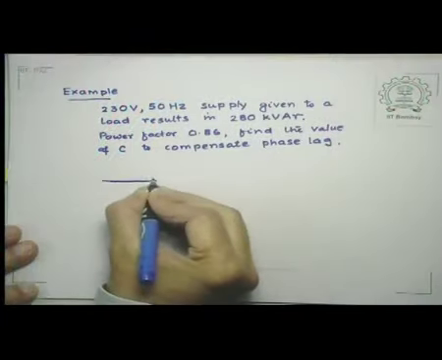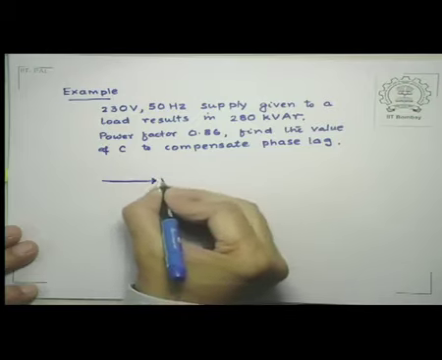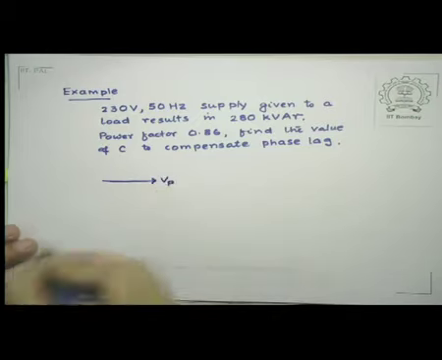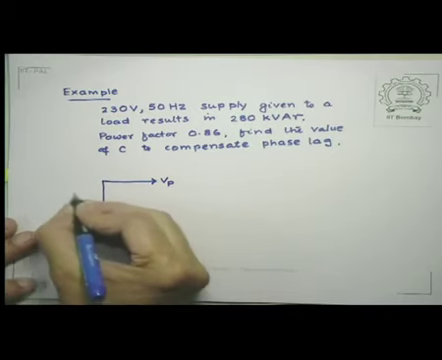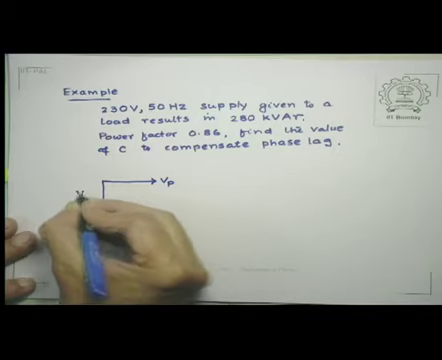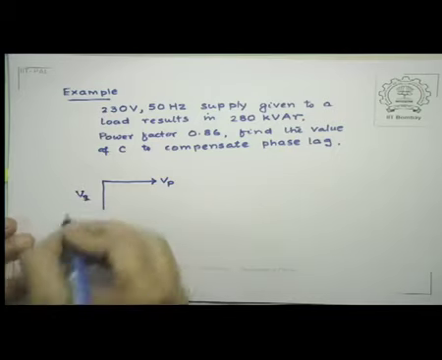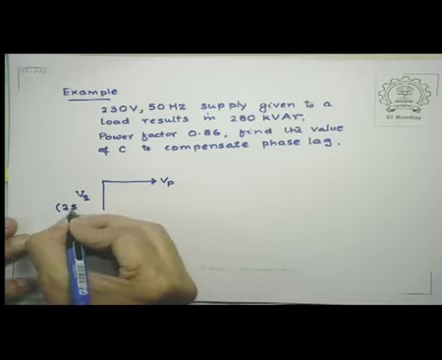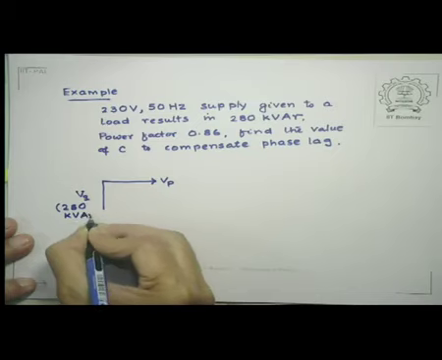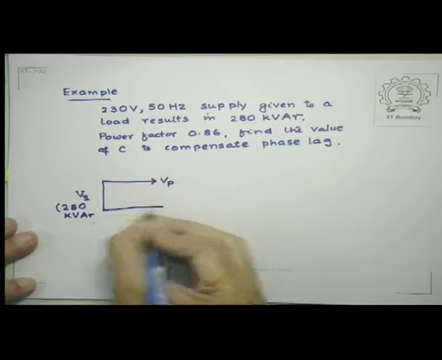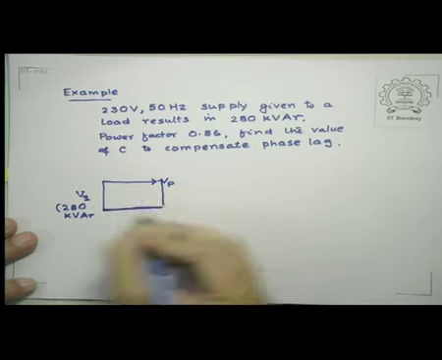Now, in order to look at the solution of this problem, let us look at the power triangle. I have my true power here, and this is my reactive power. Let's call this, according to our previous notation, Vp and Vq, and this Vq is given to be 280 kVAR, and this is my completion of the power triangle.